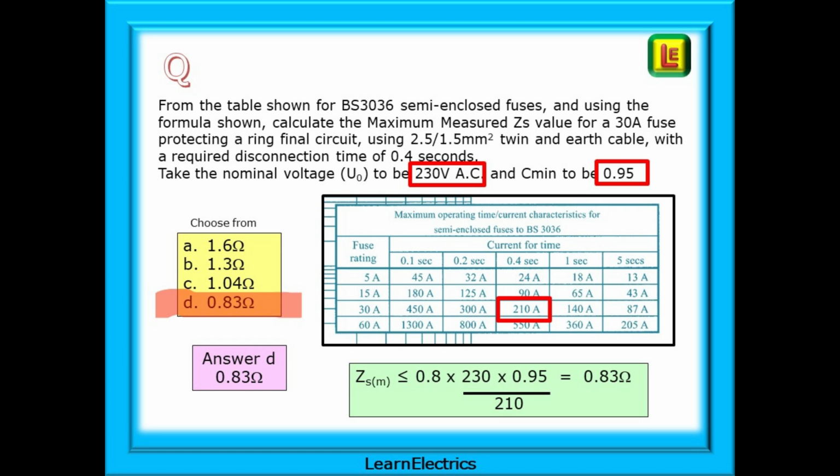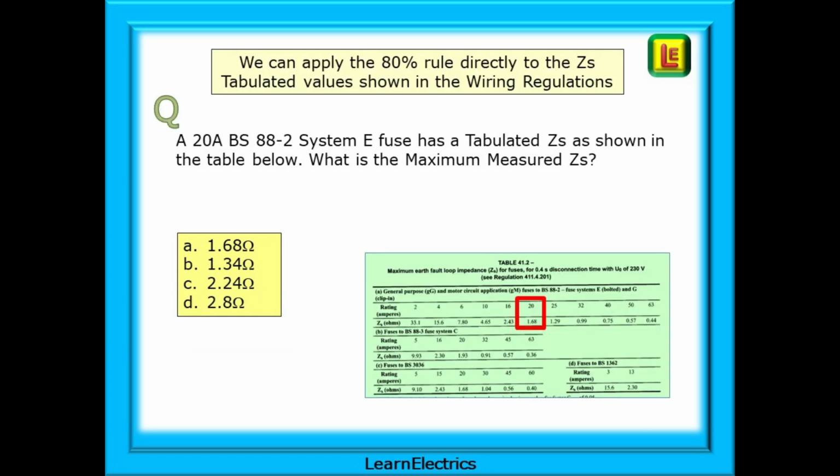All is good. We can also apply the 80% rule directly to the ZS tabulated values shown in the wiring regulations book, without having to calculate from scratch using the ZSM formula. Let's answer this question. A 20 amp BS7871 System E fuse has a tabulated ZS as shown in the table below. What is the maximum measured ZS, ZSM, and again 4 possible choices.